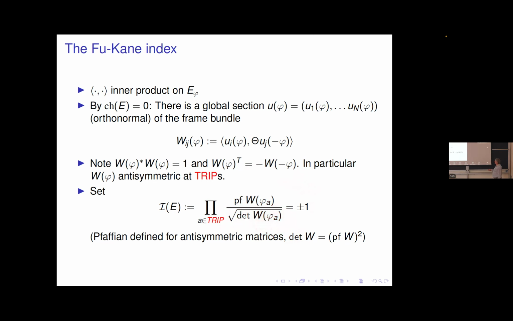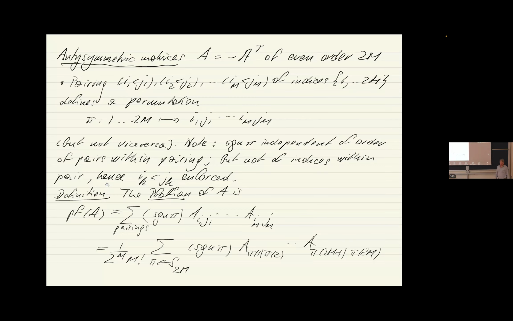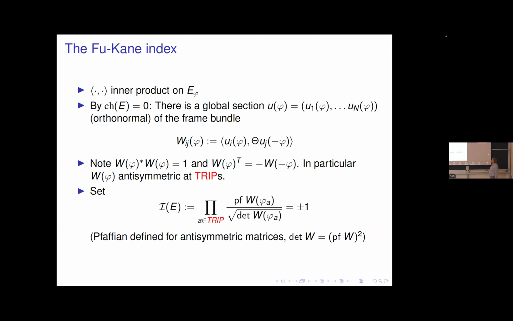But as for the Pfaffian, you can compute it only at discrete points, because only there the matrix is anti-symmetric. At these points, you compute this quotient, which is a number that's plus or minus 1. And you multiply these, and then you get finally a number that is also plus or minus 1. And that is going to be the index. So as a time reversal invariant bundle, this bundle is trivial if the index is plus 1, and it is non-trivial if the index is minus 1.